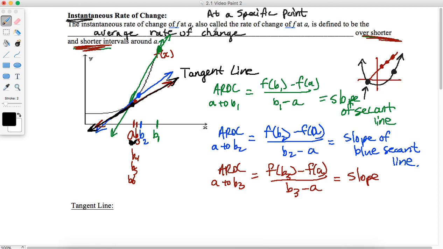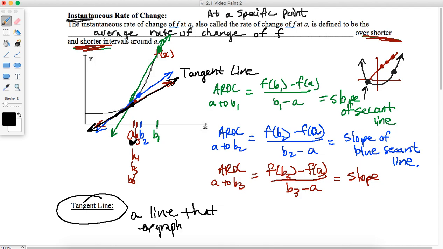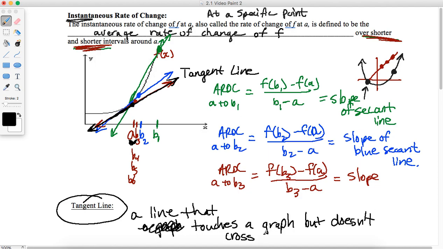And so instantaneous rate of change of f at A, also called the rate of change of f at A, is defined to be the average rate of change of f over shorter and shorter intervals around A, to the point that we get to what we call a tangent line, which is a line that touches a graph but doesn't cross it at more than one point. And we're going to continue with this in the next video.